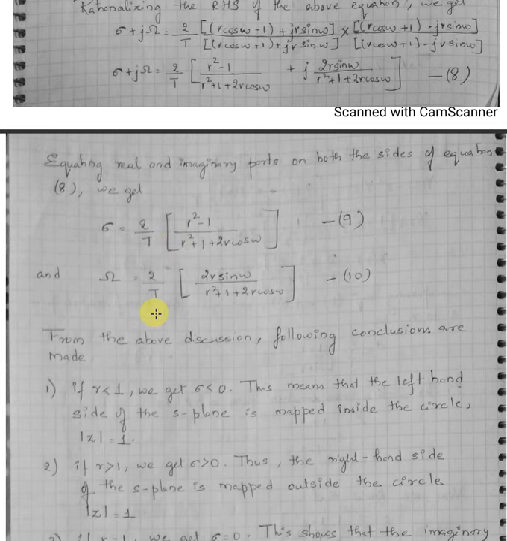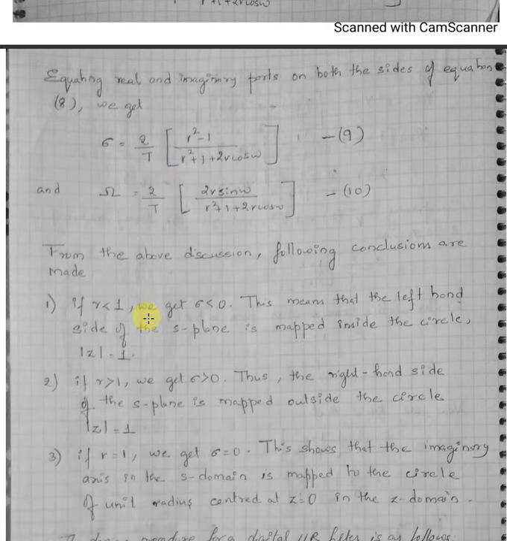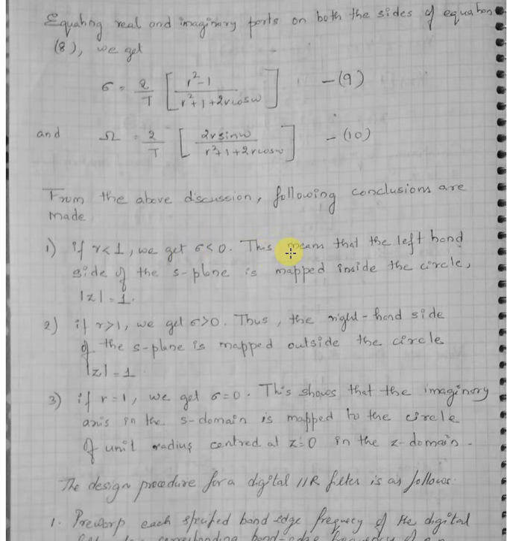Okay, what if the value of r is greater than 0? In that case, whatever you had at the right hand side of the S plane will be mapped outside the unit circle. And if the value of r is equal to 1, then the imaginary axis in the S domain is mapped to the circle that is exactly centered at 0.